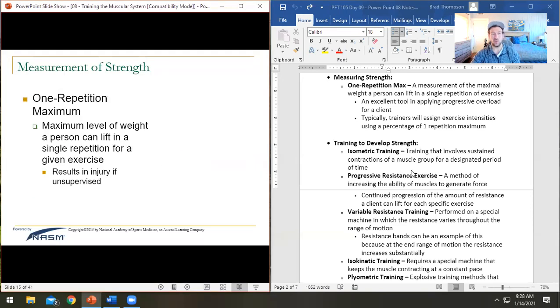Then we have one rep max testing. And this is usually the one that we are going to use. We are going to work at a percentage of our one rep max when we're prescribing exercise, right? So your one rep max is a measurement of the maximal weight you can lift in a single repetition. It's a really great tool for making sure that we as trainers are applying the progressive overload we talked about last night. And we talked about the principle of overload, right?